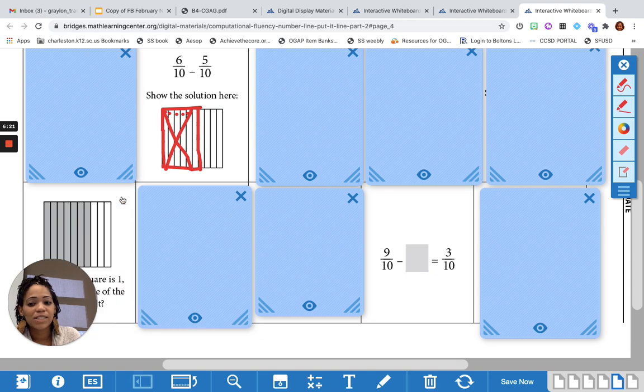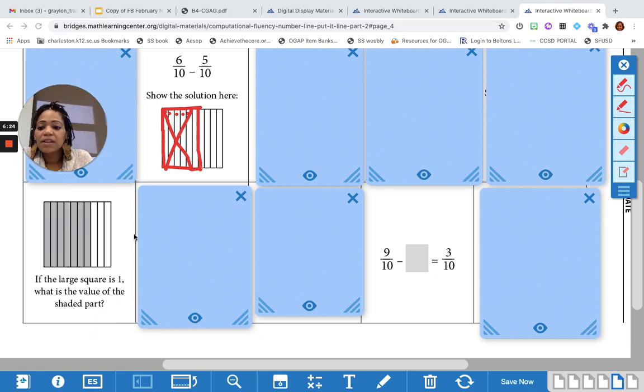Go here. Let's go here. If the large square is 1, what is the value of the shaded part? Count it up.